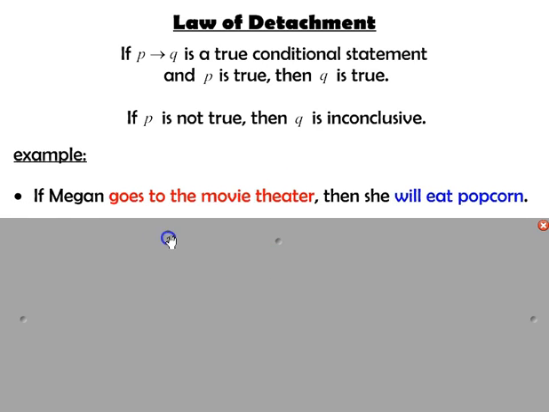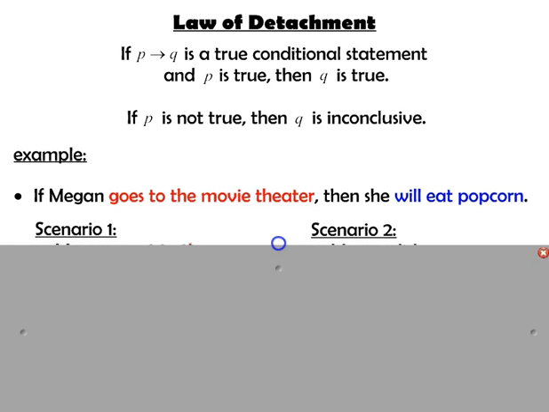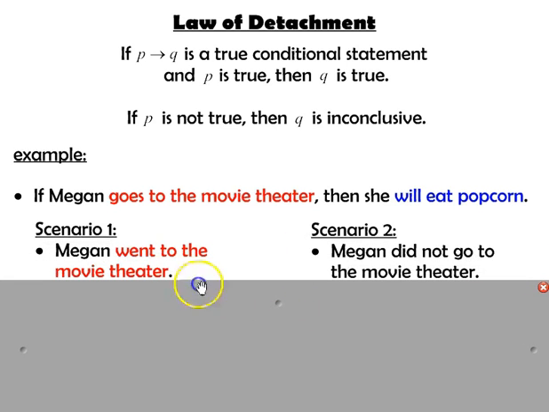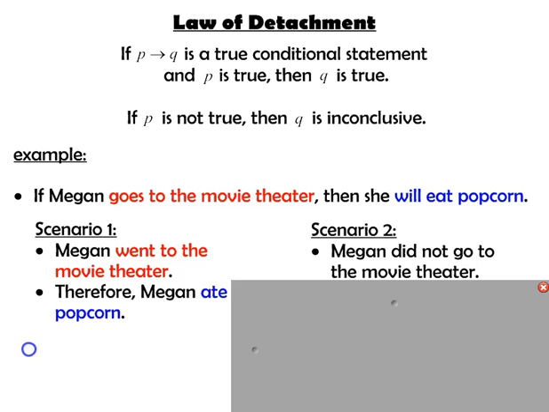Here we have the true conditional statement: if Megan goes to the movie theater, then she will eat popcorn. And we're going to discuss two different scenarios. In the first, Megan went to the movie theater. In the second one, Megan did not go to the movie theater. So using the law of detachment, if that is a true statement, and I tell you that Megan went to the movie theater, you can tell me that Q is true. Therefore, Megan ate popcorn.